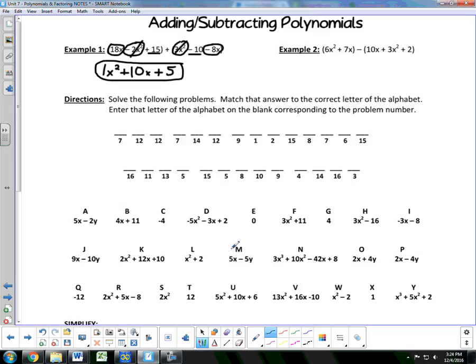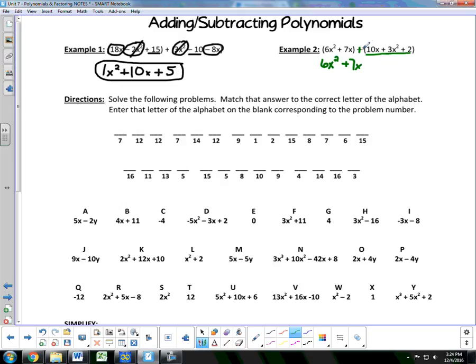Okay, so that's adding. Notice I cannot combine these because they don't have the same kind of terms. Now let's check out these ones. Now with subtracting, we're going to switch up the second polynomial a little bit. So the first one stays the same, 6x squared plus 7x.